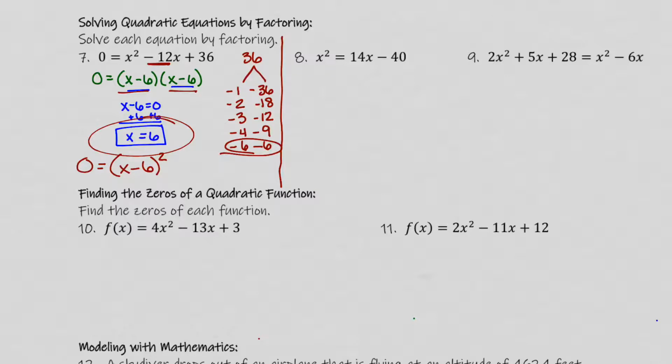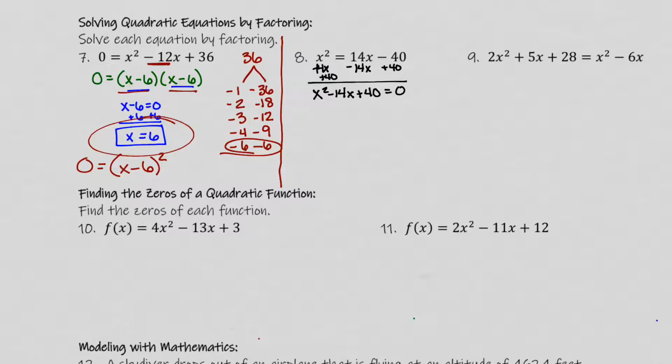Again, I want to get everything to one side, so it equals 0, and I like to leave x squared positive. It's much easier to factor when x squared is positive, so I'm going to move the 14x over by subtracting 14x, and then I have to add 40 as well. So I'm just moving them to the other side. So my equation becomes x squared minus 14x plus 40 equals 0.